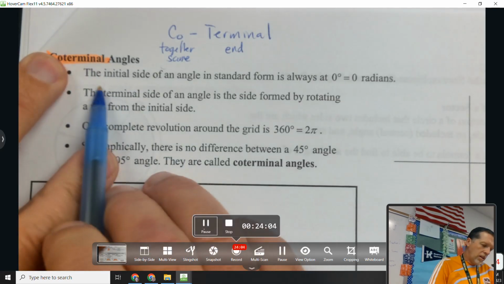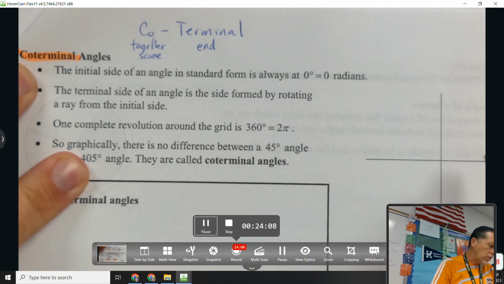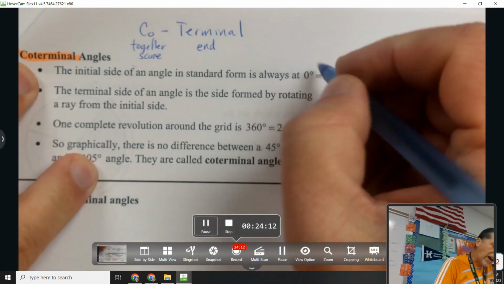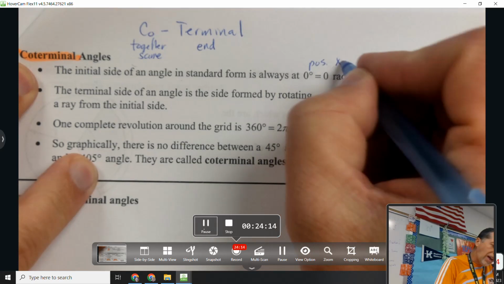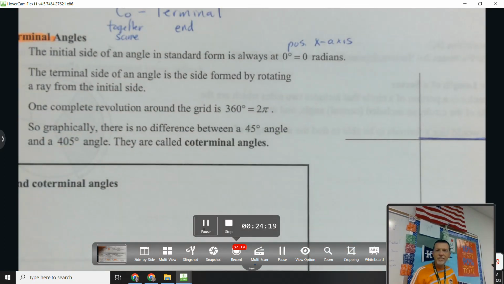Let's back up a little bit here. The initial side of an angle in standard form is always at 0 degrees. So you always start on the positive x-axis. That's another way to say that: 0 degrees is the positive x-axis.